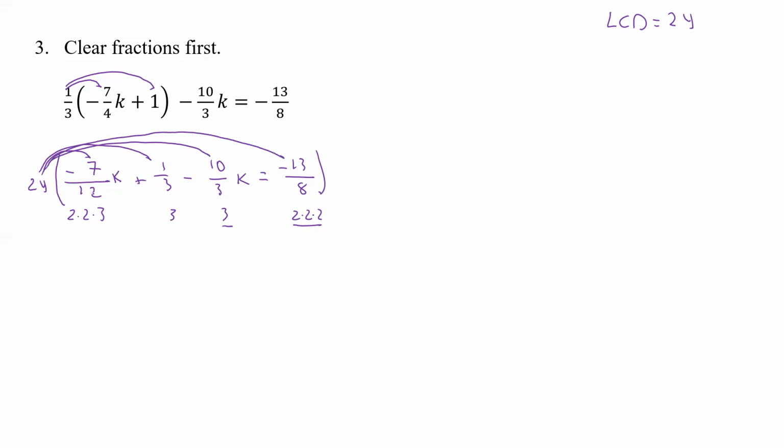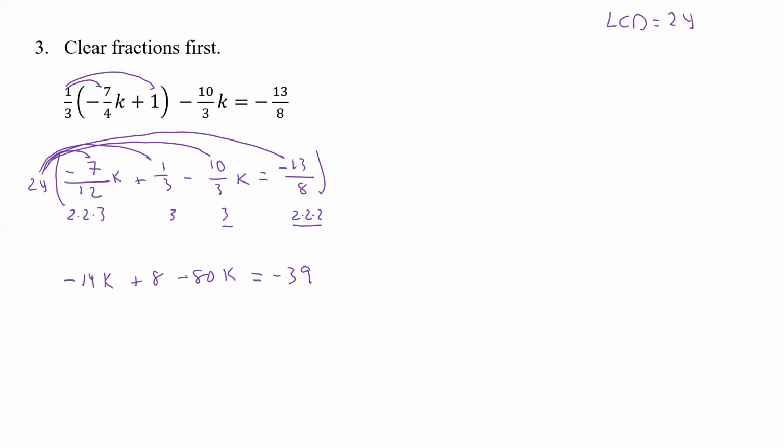Now we distribute that throughout. Now when we take 24 times this first one, the 12 goes into 24 twice. So we have 2 times -7, so that's -14k. 3 goes into 24 8 times 1 is 8, so we have 8. Again, we have 8 when we take out the 3 times -10, so that's going to be -80k. And now 8 goes into 24 3 times -13, that's going to be -39.